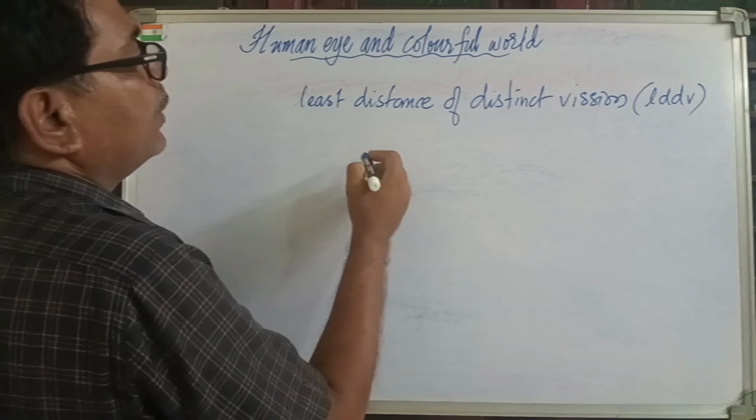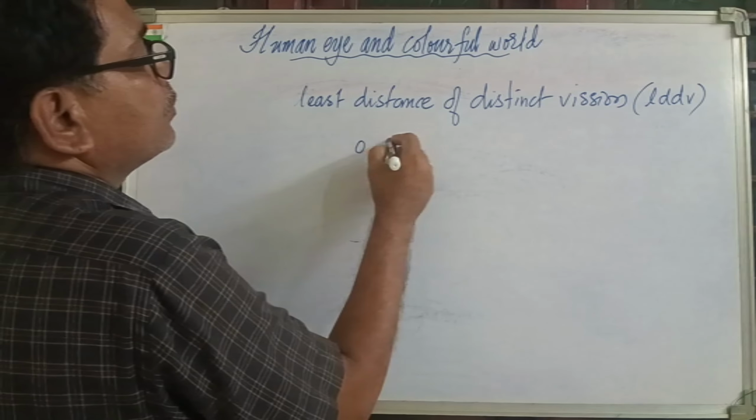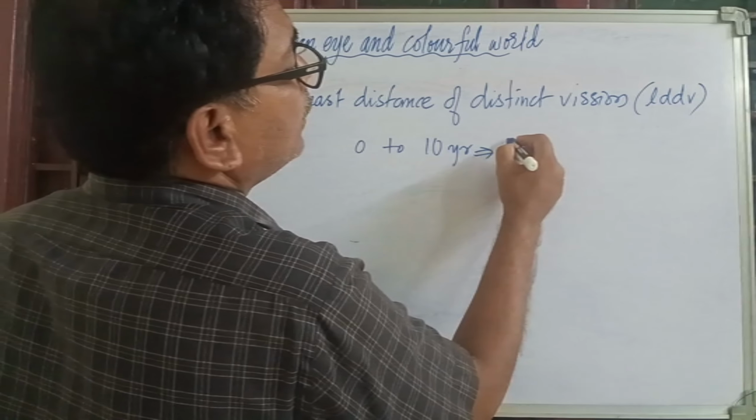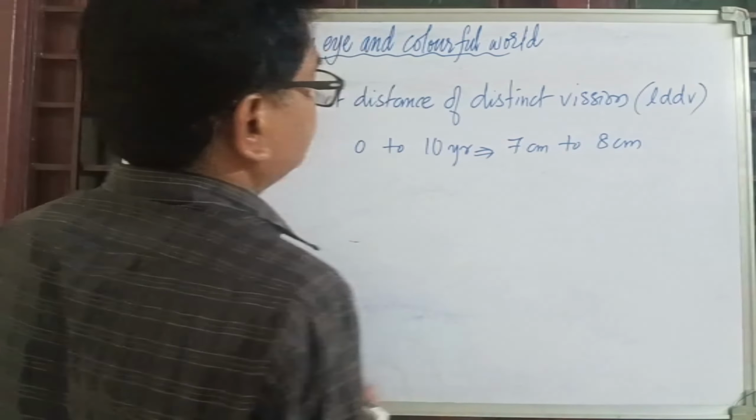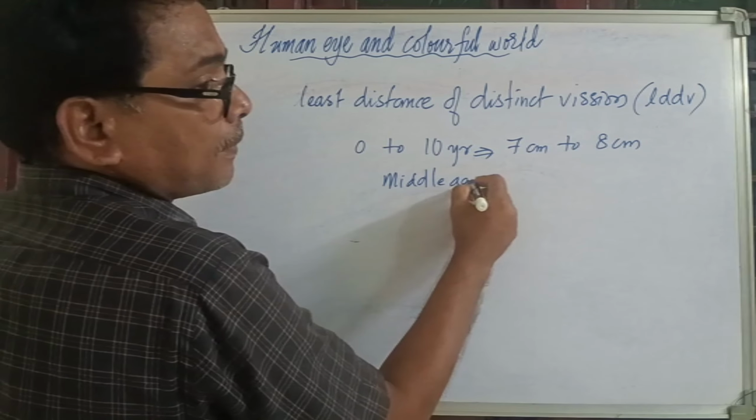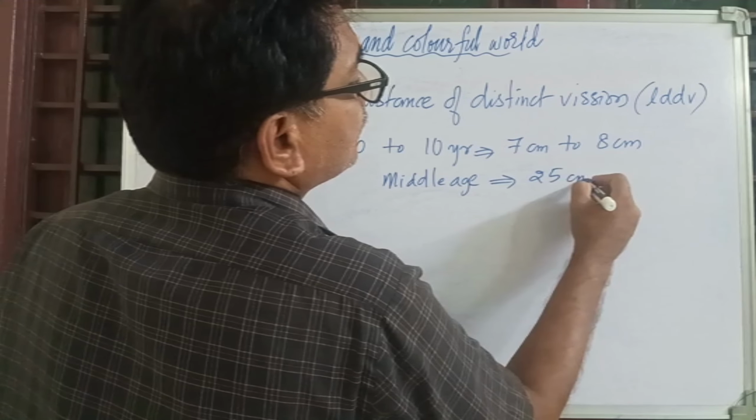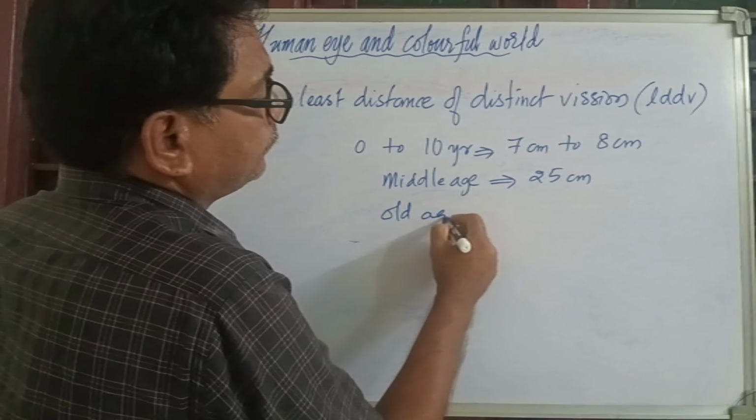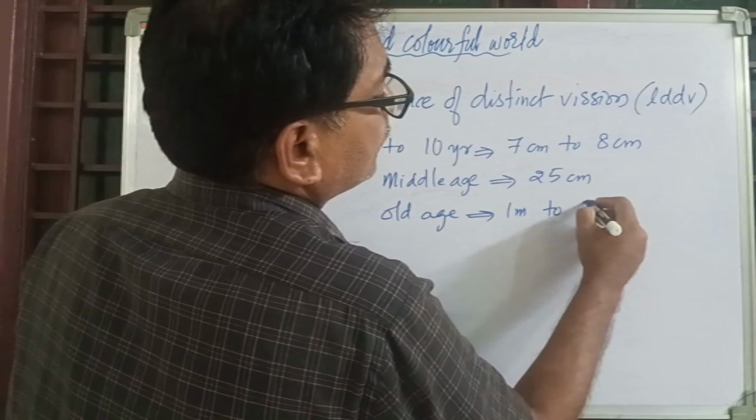Now this LDDV increases with the increase in age. So for 0 to 10 years children, the LDDV is around 7 centimeters to 8 centimeters. For middle-aged people, LDDV is 25 centimeters, and for old age people, LDDV is 1 meter to 2 meters.